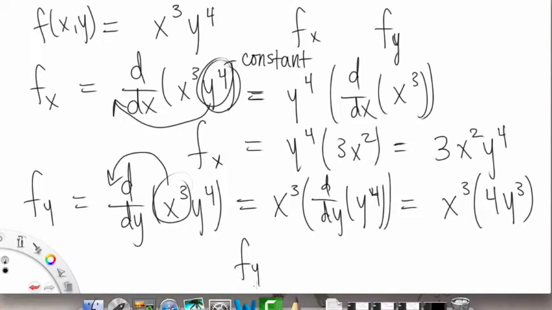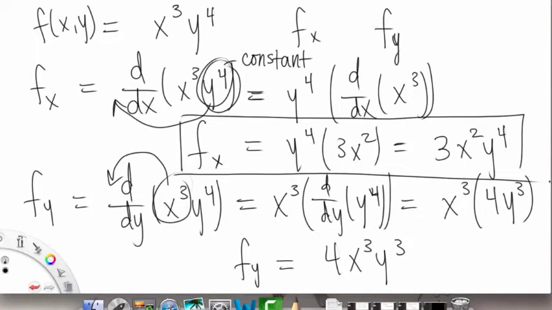And our final answer for f sub y is going to be 4 times x to the third times y to the third. Okay, so that just shows you the basic computations. That's how we would do it. Again, when you're differentiating with respect to something, you're considering all of the other variables that appear in the original function as constants. Okay?